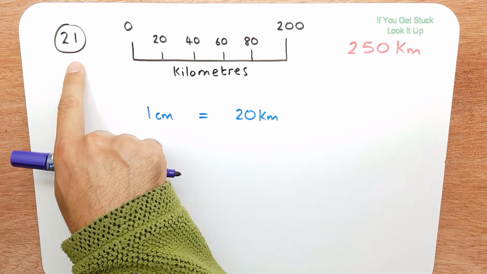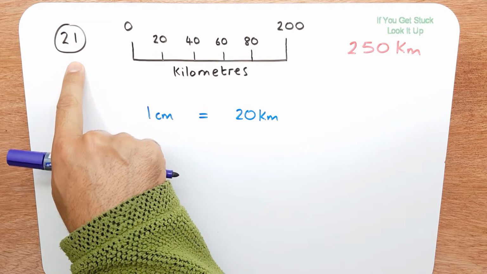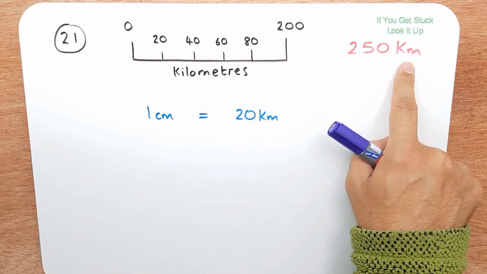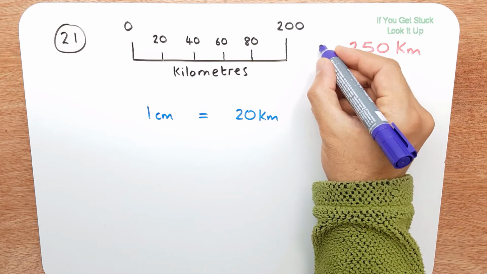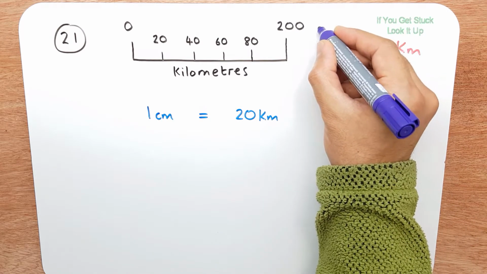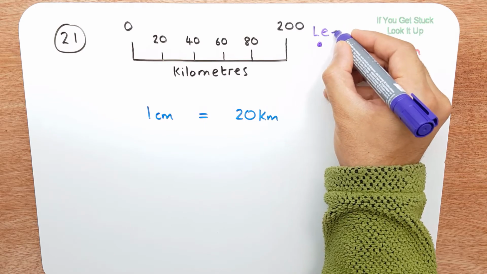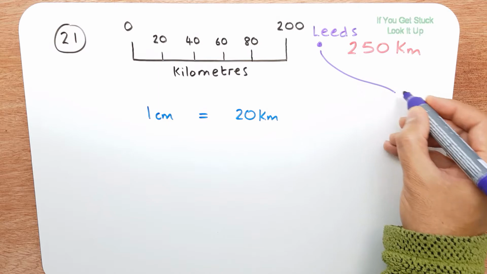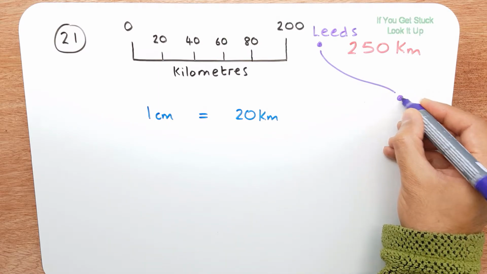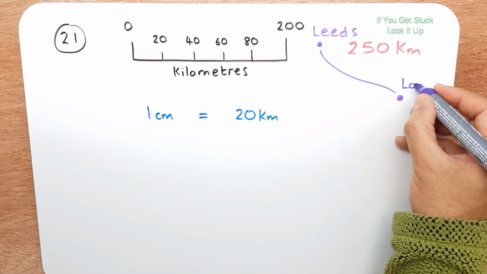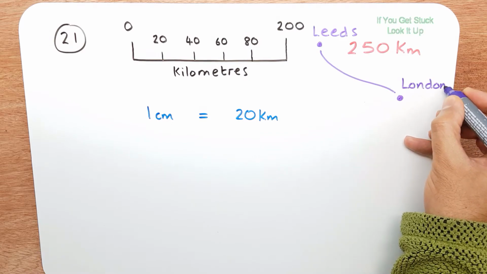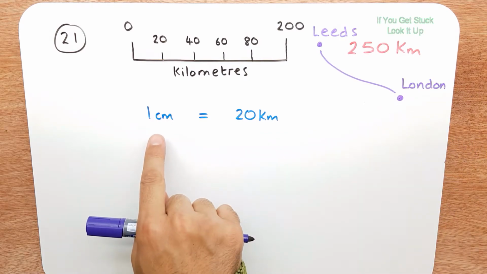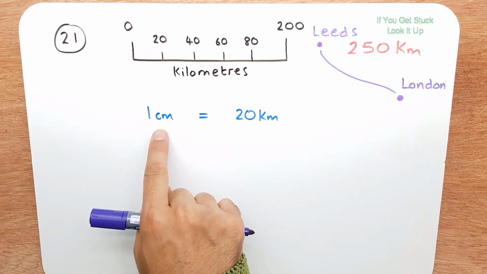In question 21, we're told the distance between two cities is 250 kilometers. So for example, there's Leeds in the north of England, and there's London, the capital of England.